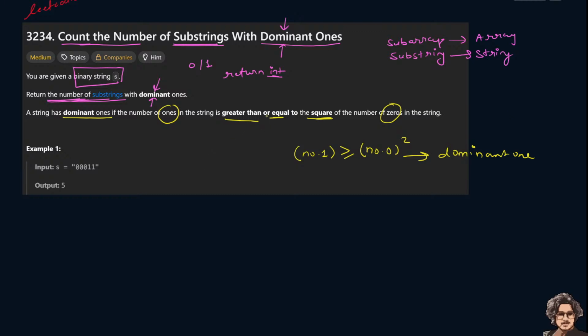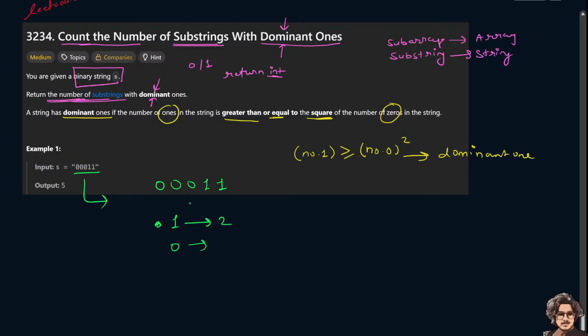That's a great question. So let's see how I find this dominant one. As you can see here, we have 0, 0, 0, 1 and 1. So the count of 1 is equal to 2 and the count of 0 is equal to 3. If I want the number of dominant substrings, we want the number of substrings that satisfy the condition.